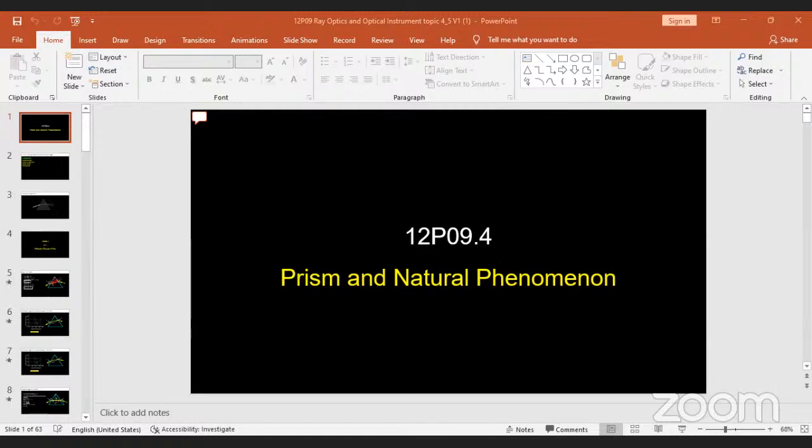Shimla says, Shimla people says what? क्या कहते हैं? What they say? Let me see it. So, good evening. Okay, good evening.